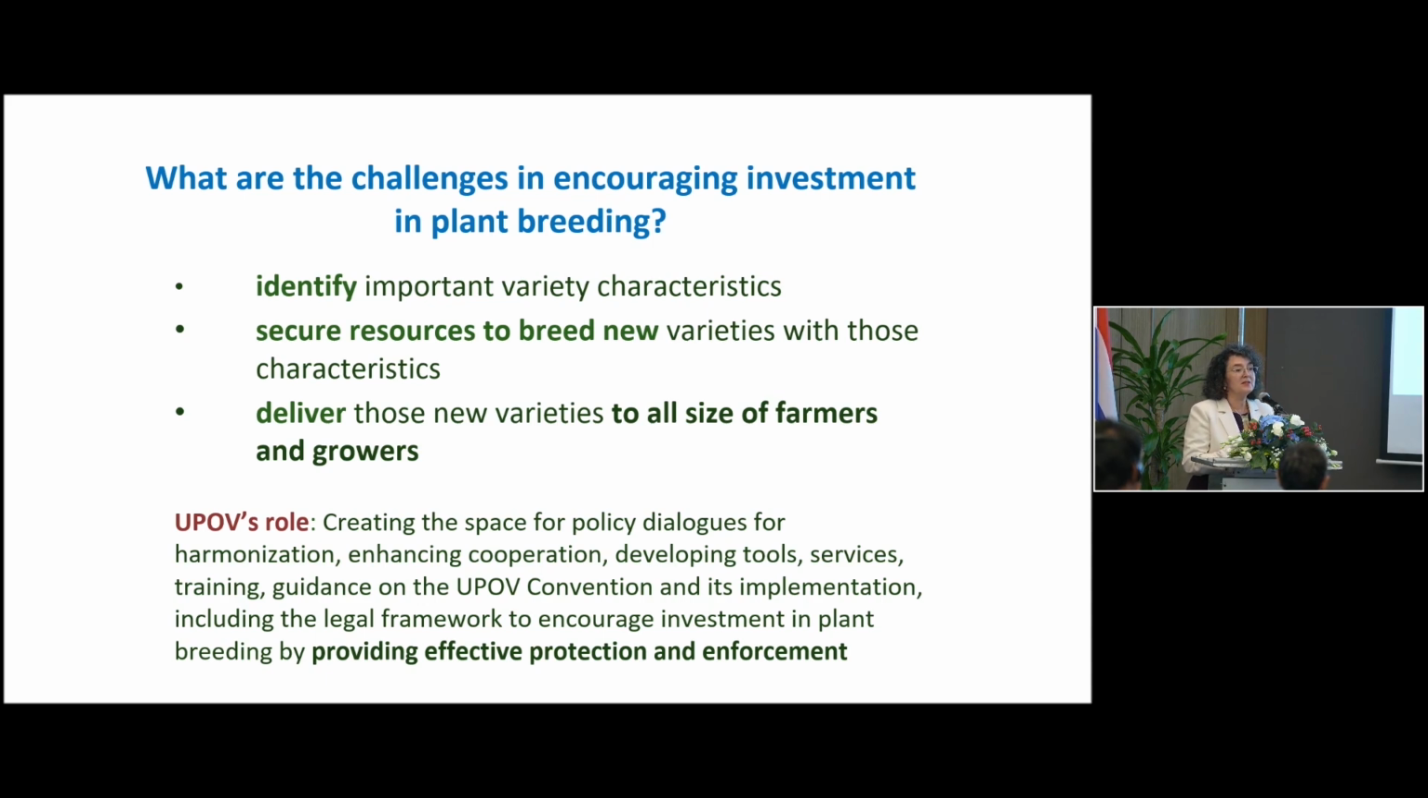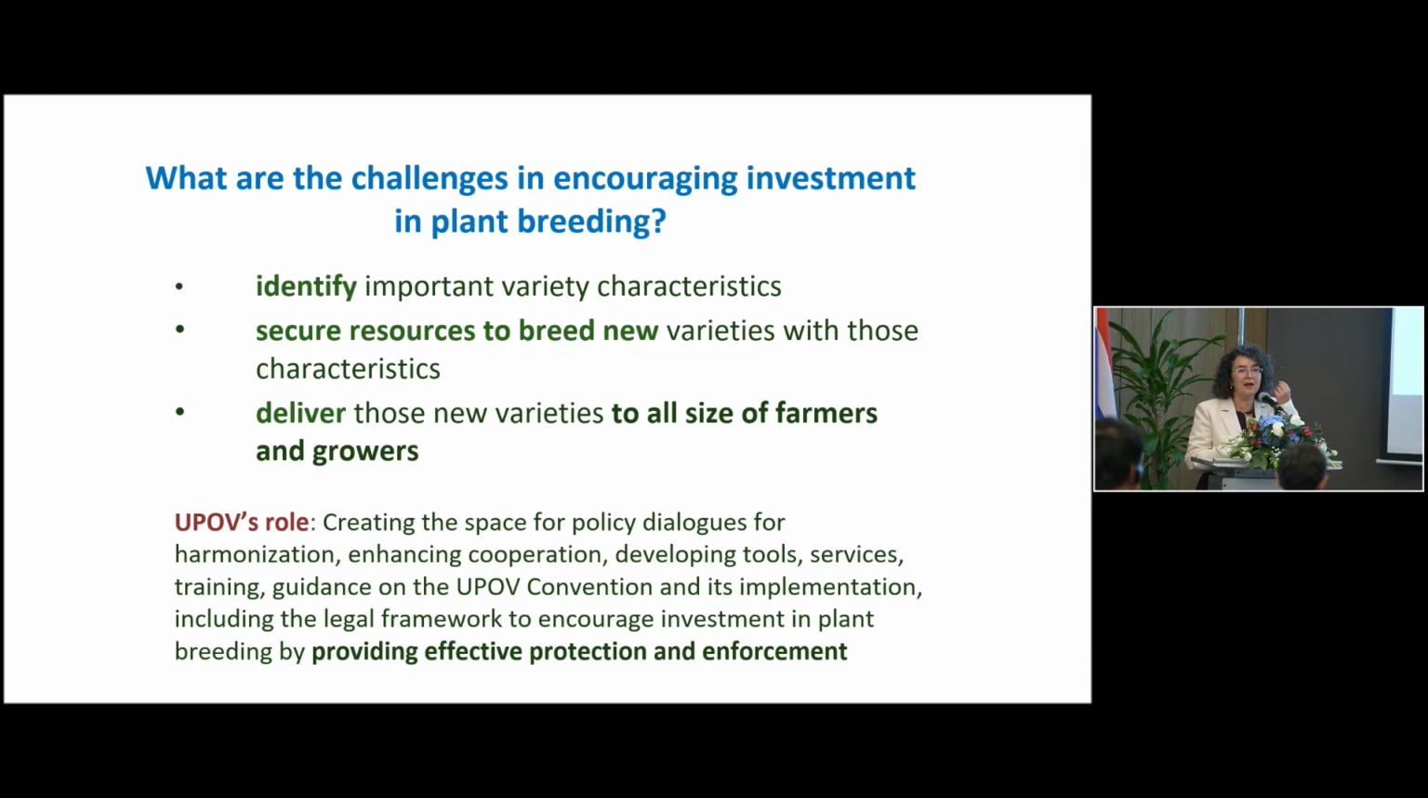So UPOV's role is to create the space for international harmonization and cooperation. This is why it is important to set up a system that will enable all of us to work in a very constructive way, learning from each other and supporting each other. The key element I would like to highlight on this slide is that without an effective protection and enforcement system, it will be very difficult to secure the long-term investment in breeding that is required for the development of varieties to meet the constantly evolving needs of farmers and growers.